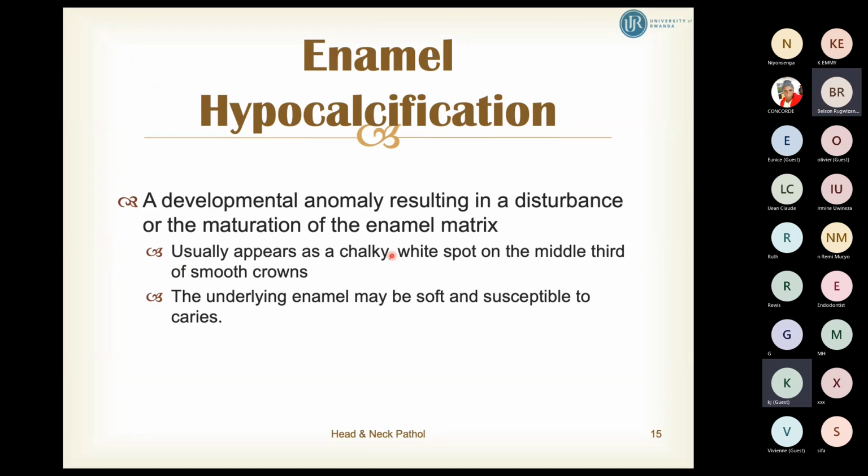So enamel hypocalcification, this is a developmental anomaly resulting in disturbance of the maturation of the enamel matrix. It usually appears as a chalky white spot in the middle third of smooth crowns. So underlying enamel may be soft and susceptible to caries.